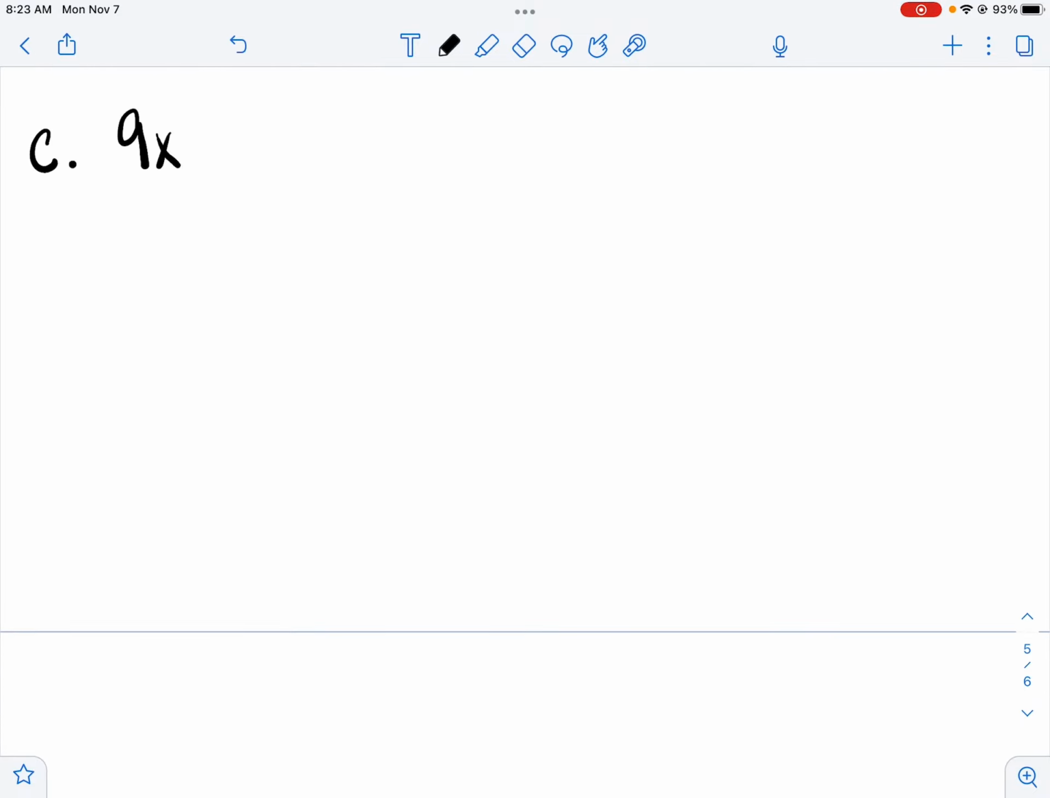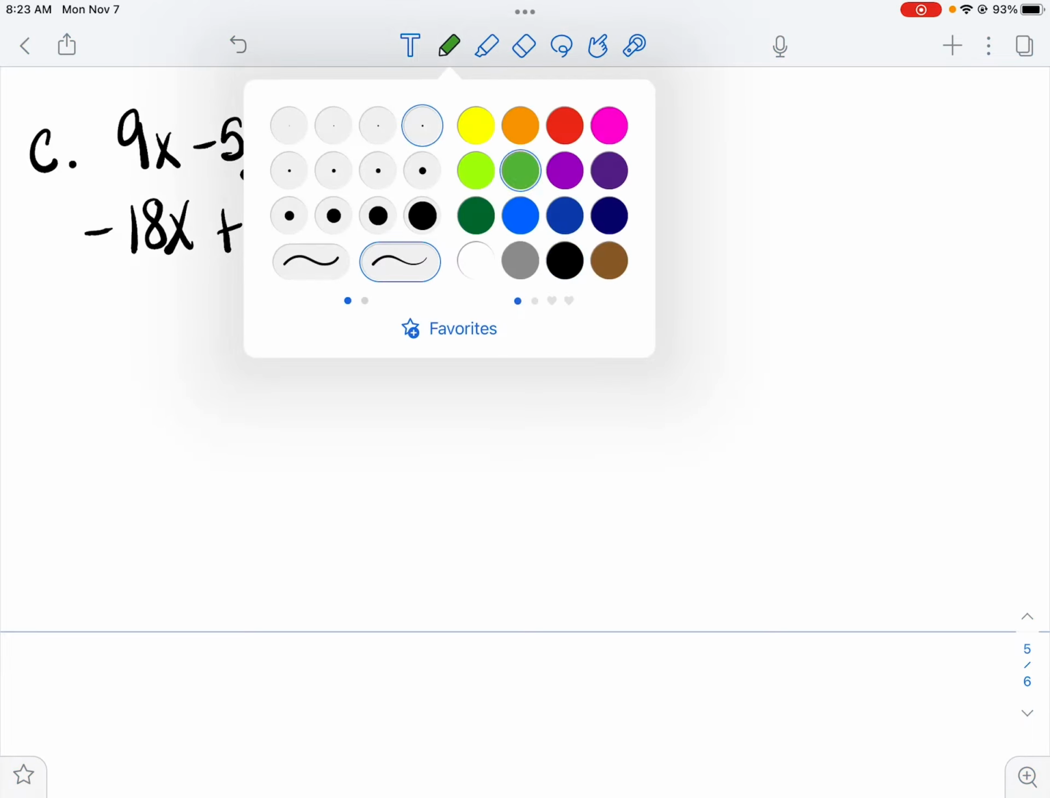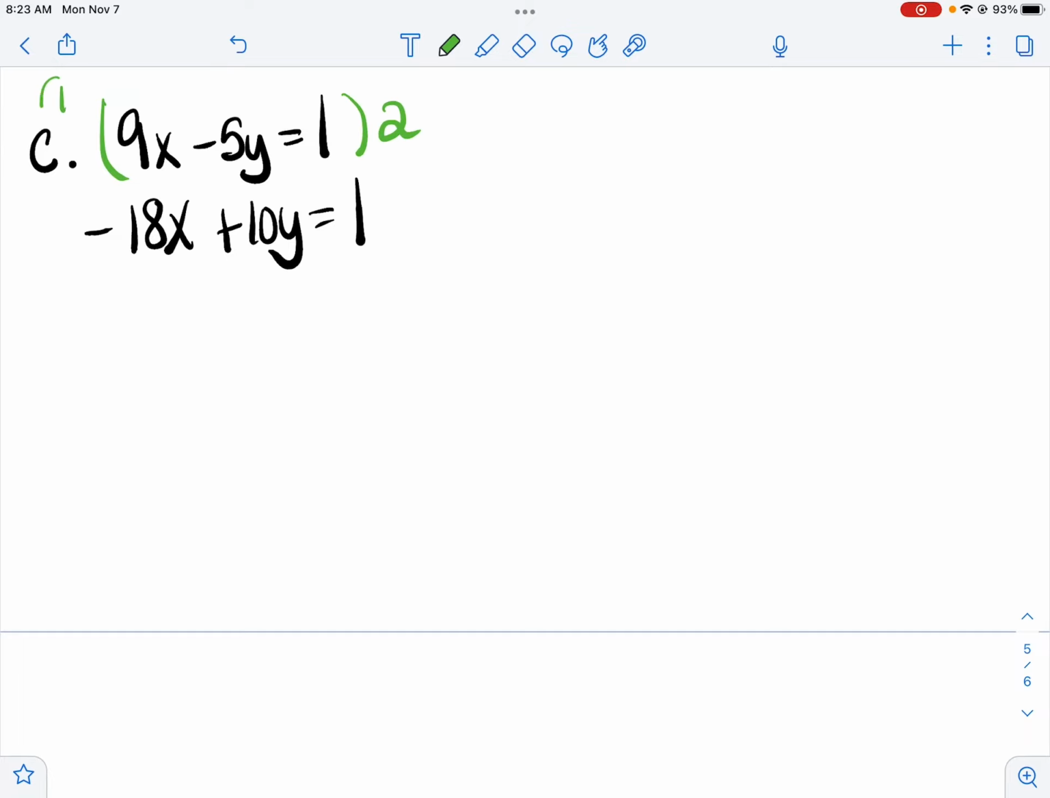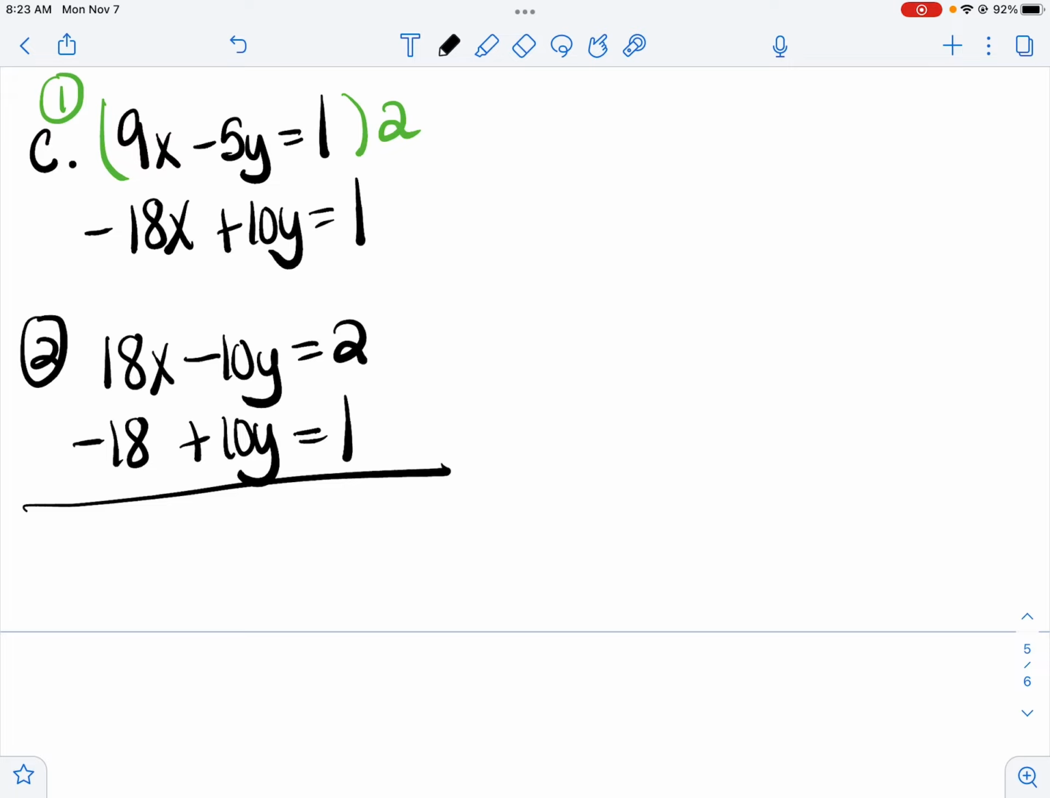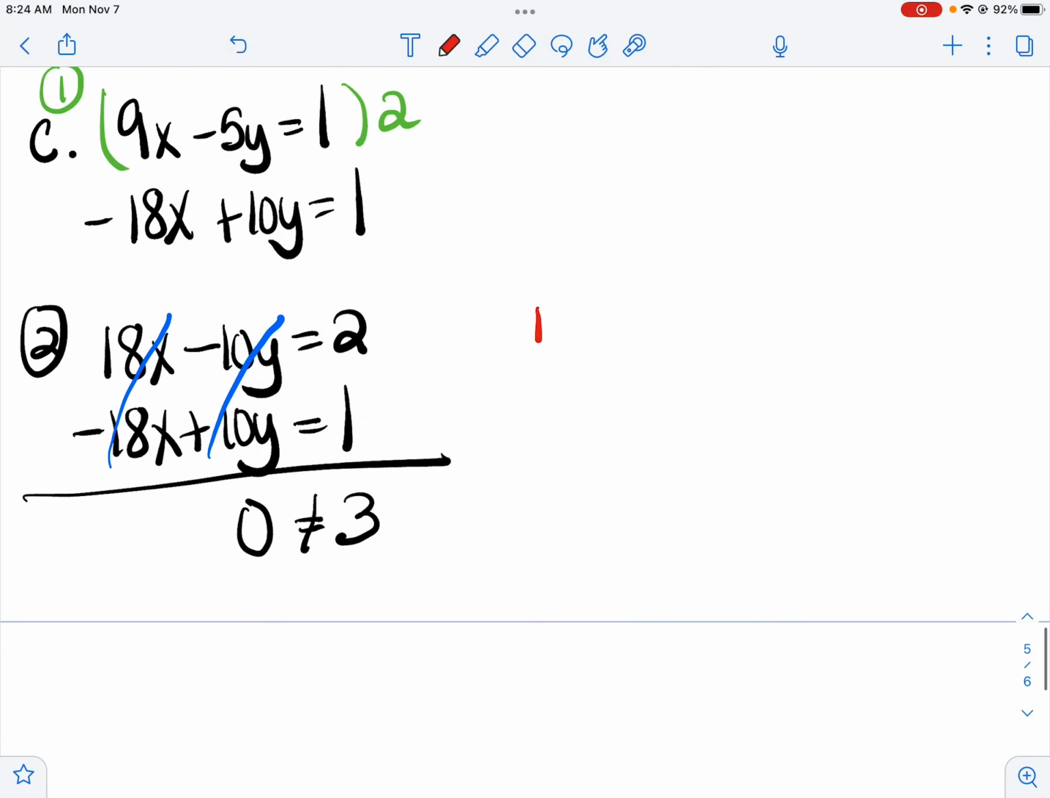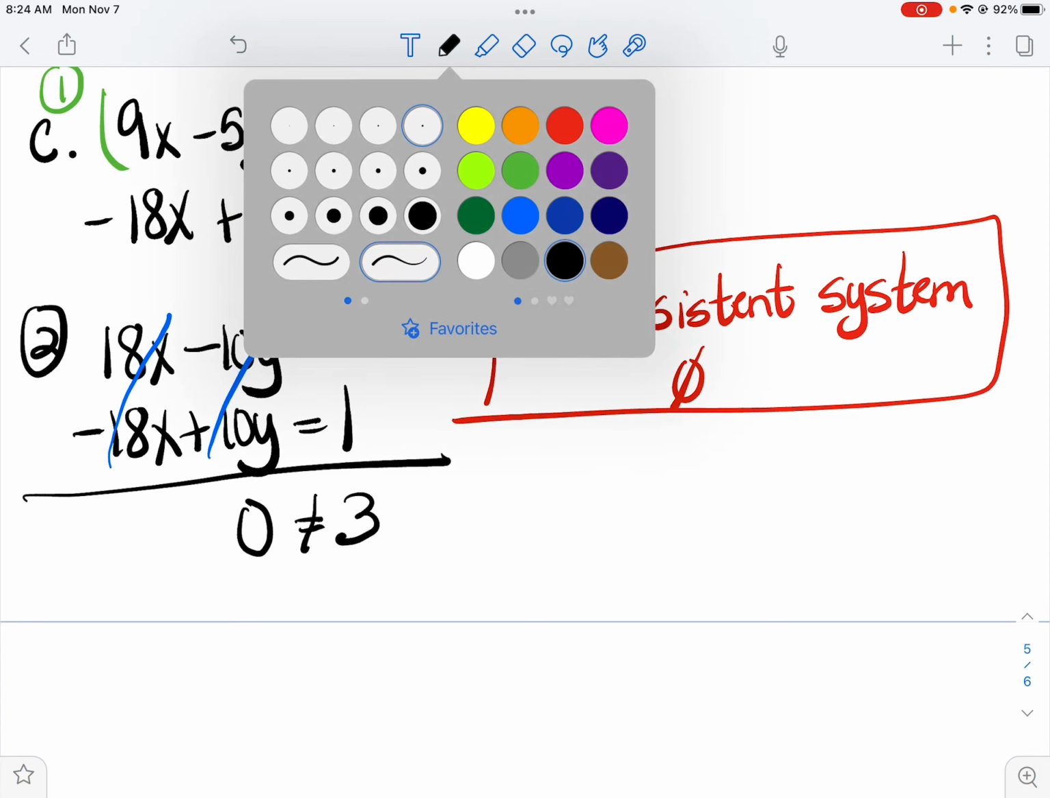Now look at part C. We have 9x minus 5y equals 1 and -18x plus 10y equals 1. I can eliminate either one of the variables. I'm going to choose to eliminate x this time. So if I multiply the top equation by 2, that gives me 18x minus 10y equals 2. And I'm going to bring down that second equation. Add your two equations here, and notice that the x's and the y's cancel out. So we're left with 0 on the left side, and we have 3 on the right side. This does not make sense, and so we call this an inconsistent system. It has no solution.